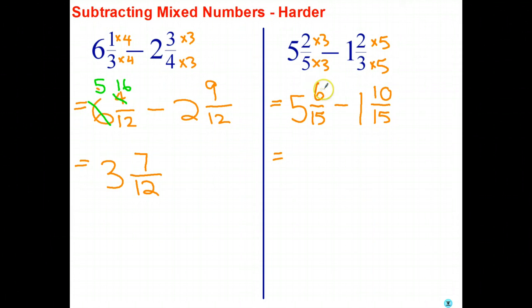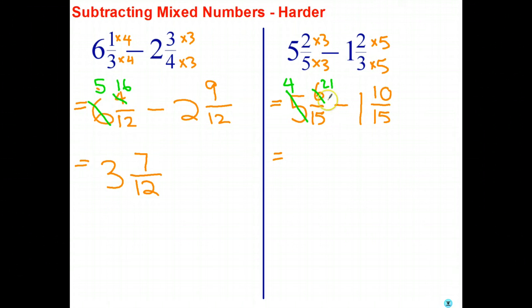But once again, I can't do 6 subtract 10. So what I have to do is convert 1 into 15ths. So 1, how many 15ths is that? Well, any number divided by itself is 1. So I'm going to borrow 1 from there, making it 4. I'm going to add the 1 to here, which is 15 15ths. And 15 plus 6 is 21. I'll now erase this so it's out of the way.